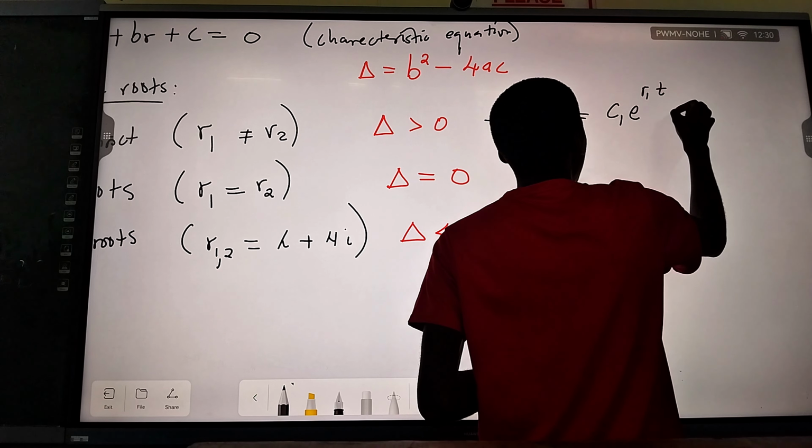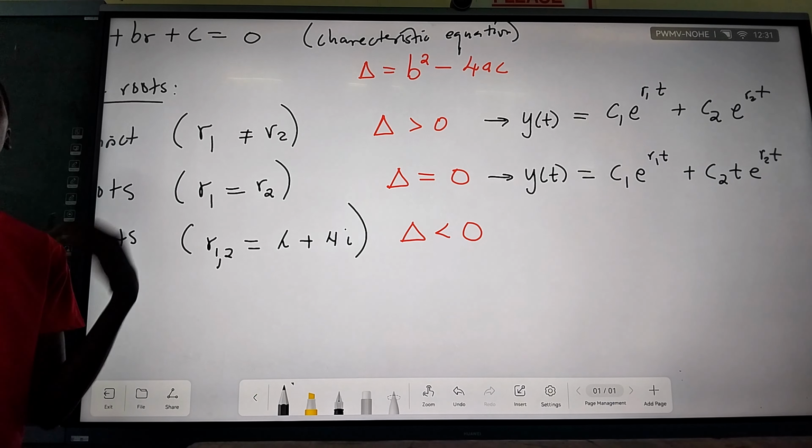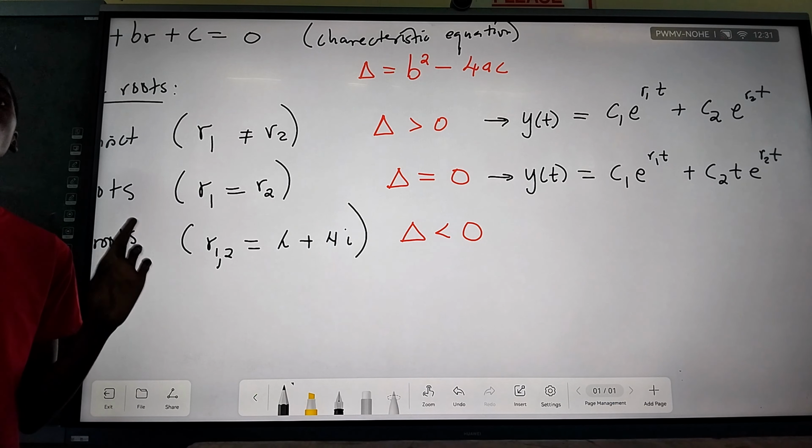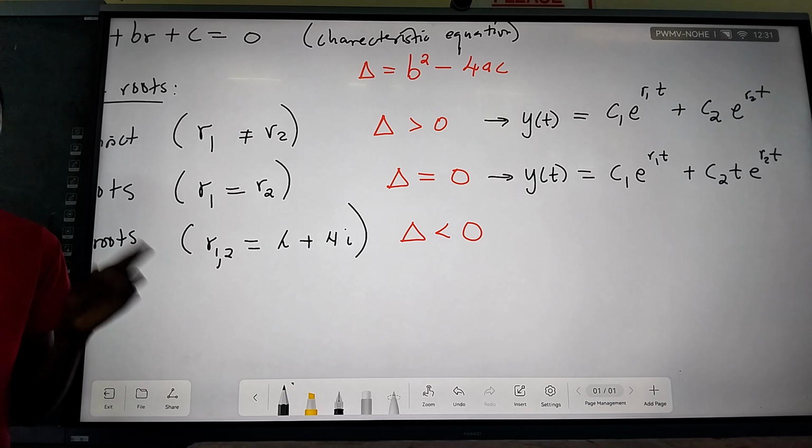And then for this one, we use y at t is equal to c1 e to the power of r1t plus c2t e to the power of r2t. So here it is if you are having double roots, meaning the first root and the second root ayalingana, meaning your discriminant is 0. Sayibona ngisho. So you solve for the roots. You know how to solve your roots, a quadratic equation.